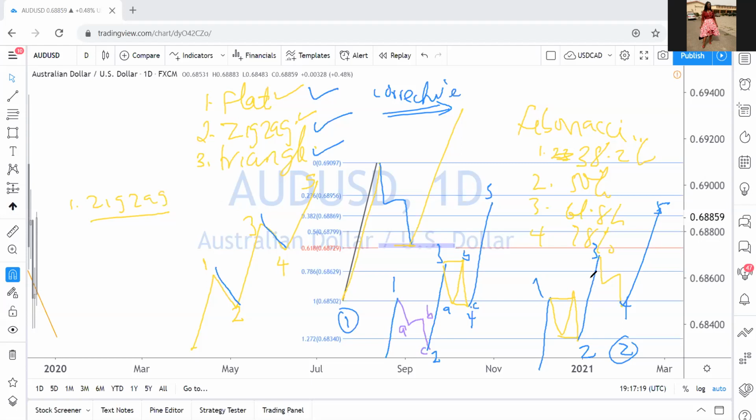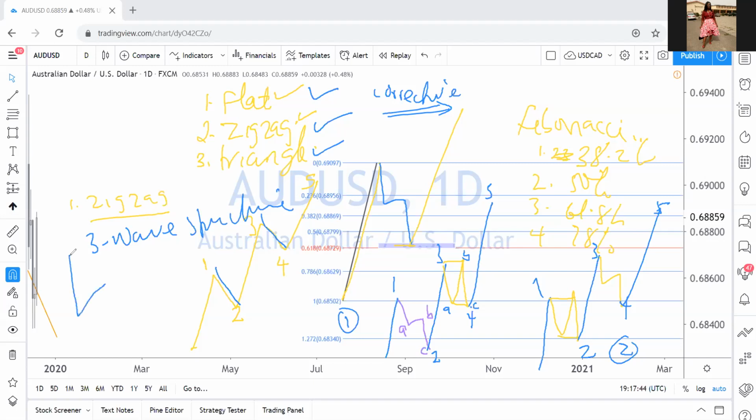That is, there's alternation of structure between a sideways corrective structure, which we call a flat, and a sharp corrective structure, which we call a zigzag. Okay? So that should be understood. Now, when you see a zigzag, a zigzag is a 3-wave structure, and you label this 3-wave structure.